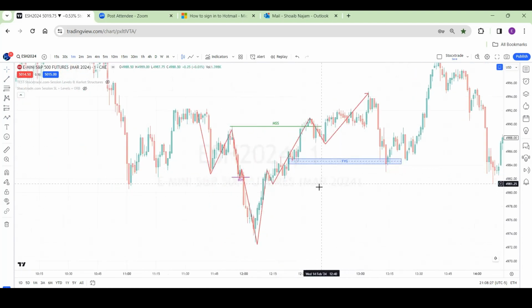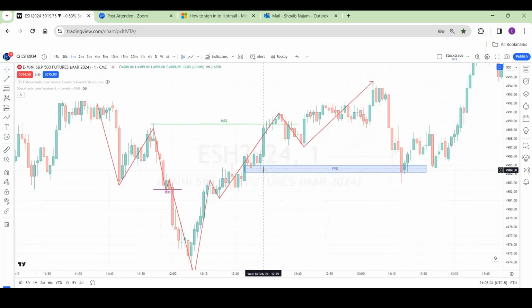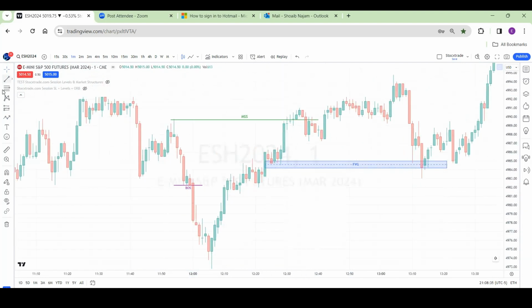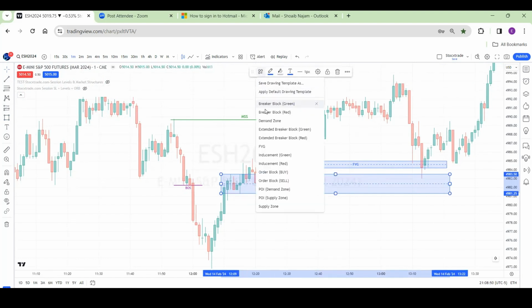you have marked the fair value gap. Now you need to mark the demand zone. Extended breaker block, demand zone. Okay. So where is the most consolidated area? From this bottom, this candle, up to the high. This area. Just mark 3, 4, 5 candles in the same zone and extend it.